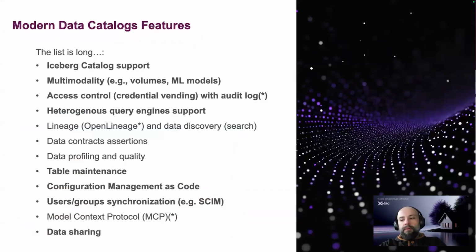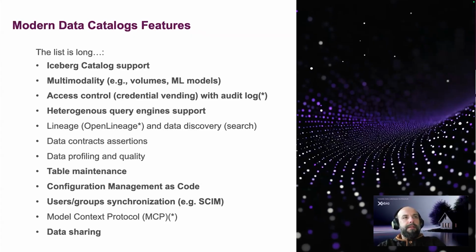If we take a closer look at modern catalog features, the list of features that data catalogs have to offer right now is very long. Of course, we still have metadata around tables. Right now the standard is the Iceberg catalog, since Iceberg is, at least in open source, the predominant open table format that we covered during episode number 2.